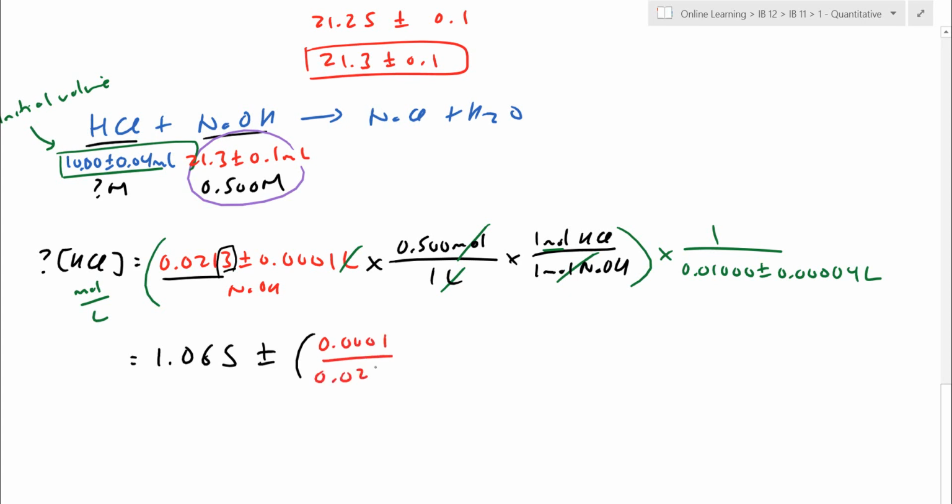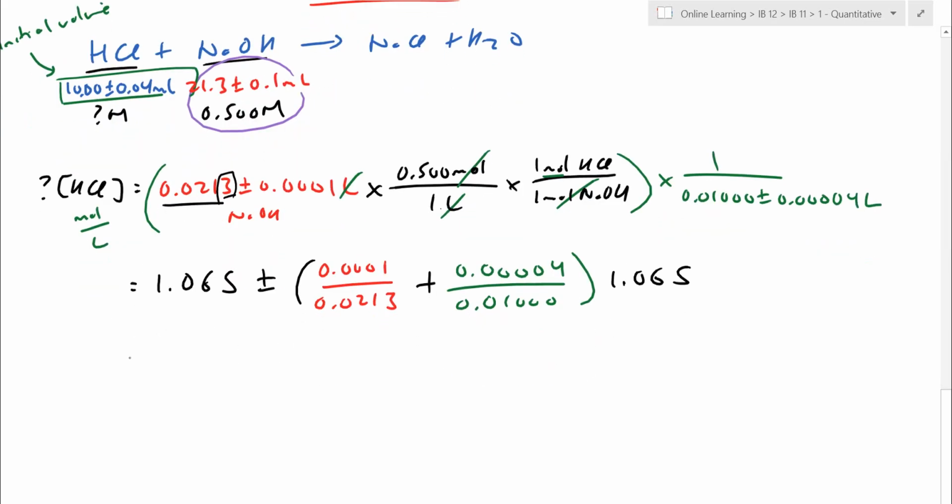0.0001 divided by 0.0213. So far I'm assuming there's no error on concentration. There's no error from the recipe here. There's an error on the pipette, so let me just add that there. So this is going to be 0.00004 divided by 0.0100. That's the relative error. I'm going to re-multiply this by 1.065 to get it back to an absolute. So 1.065 times 0.0001 divided by 0.0213 plus 0.00004 divided by 0.01. That's back to absolute. So this is going to be 0.00926.